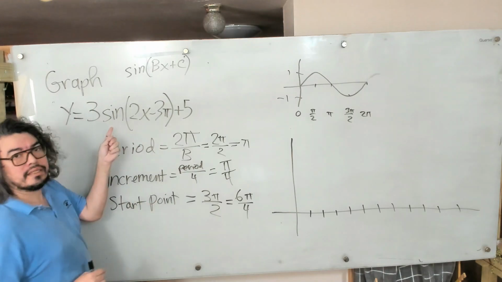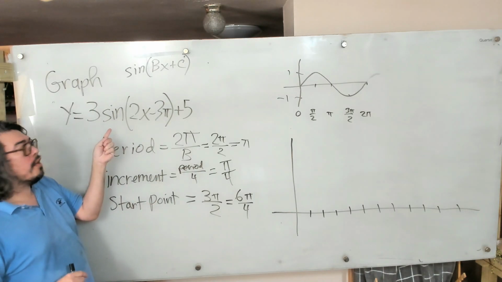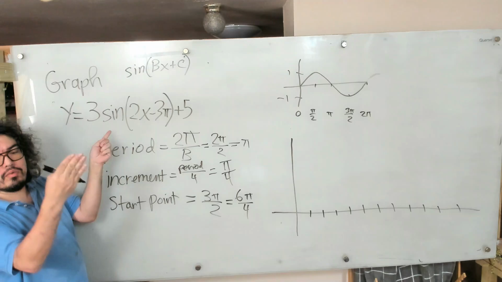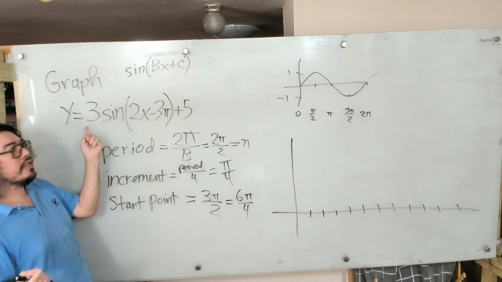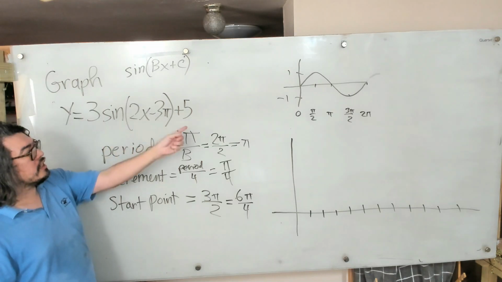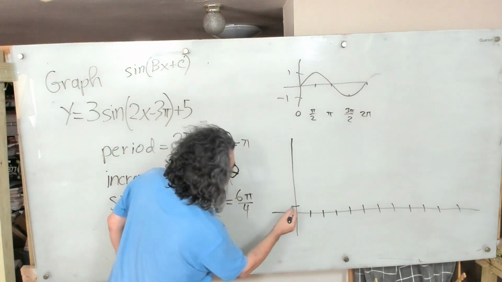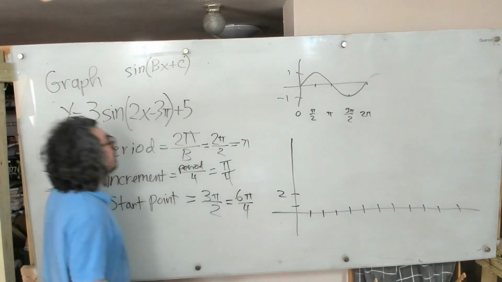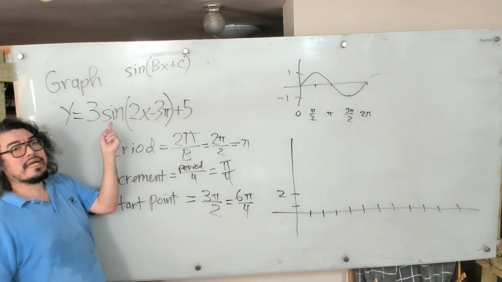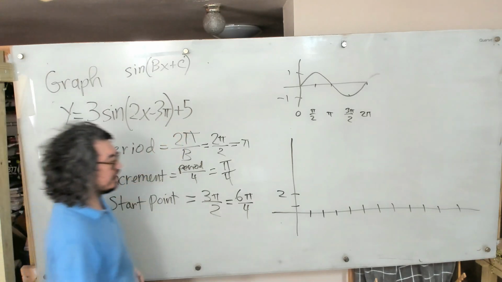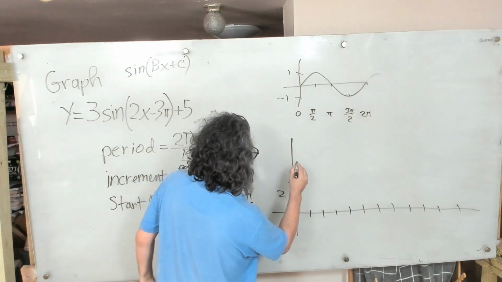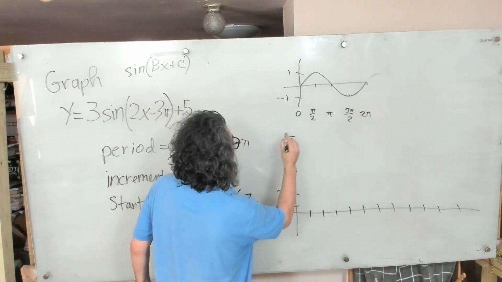We know that sine takes on the values from -1 to 1. So if sine takes on the value -1, -1 times 3 will be -3, plus 5 will be 2, okay? When sine is +1, 1 times 3 is 3, 3 plus 5 is 8. So 2 and 8.